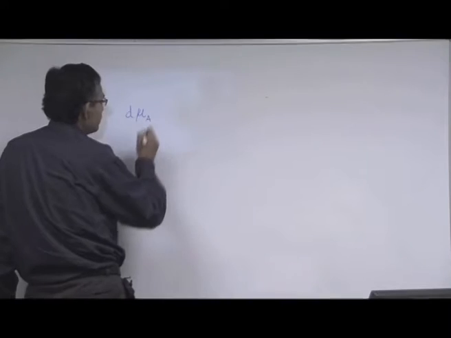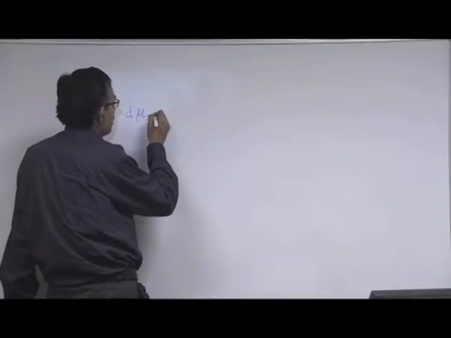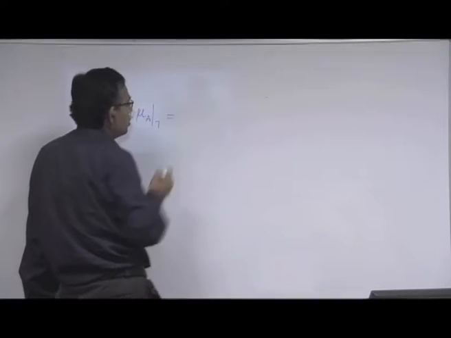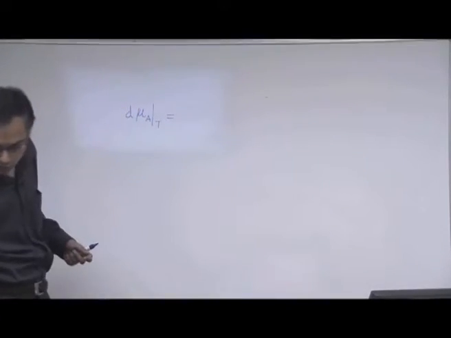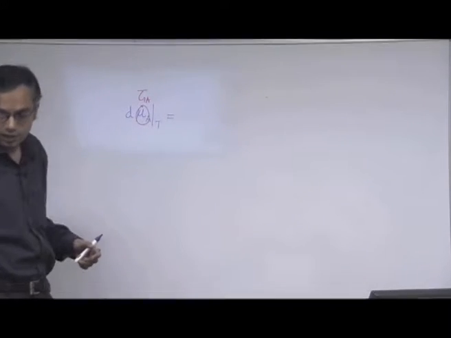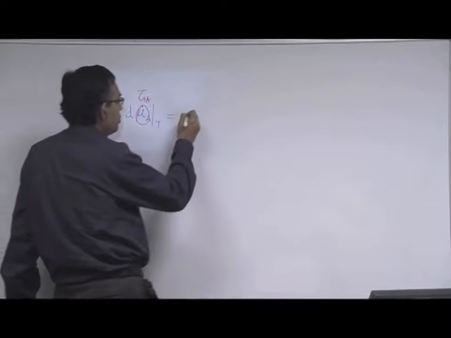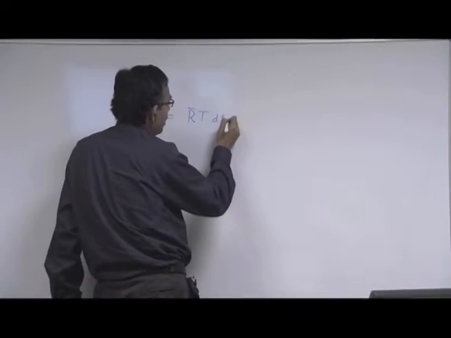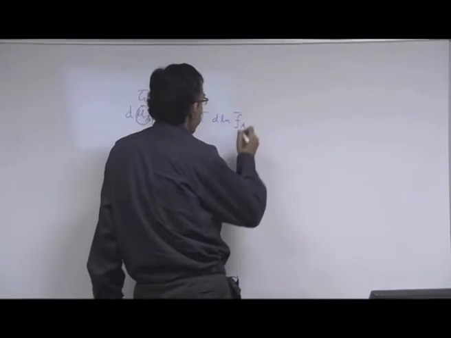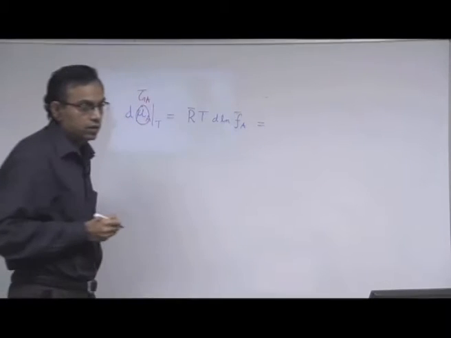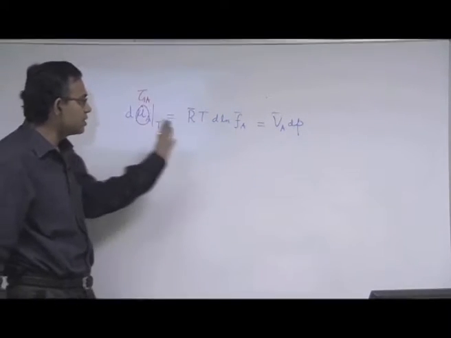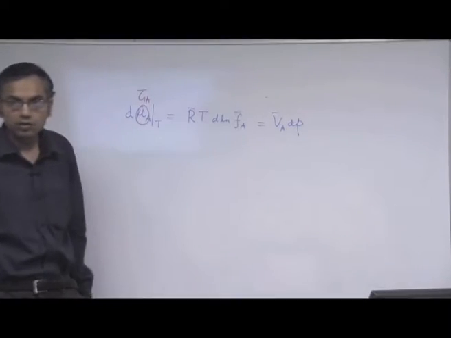So d mu A at constant temperature is equal to, the alternative notation, G A bar, is equal to R T d ln f bar A, is equal to V A bar dP, all the terms at constant temperature.